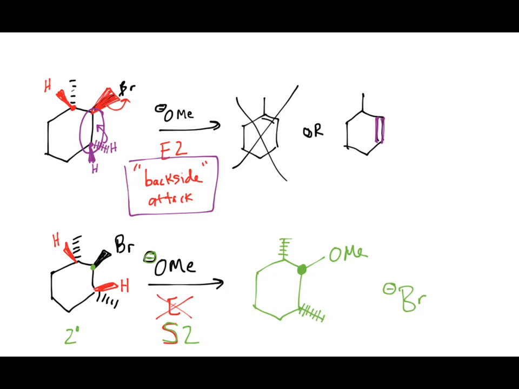Where did the O-methyl come in from? It had to come in from the backside, which would mean, what would I show in the product? Has to be dashed.